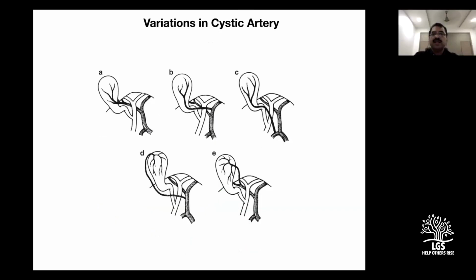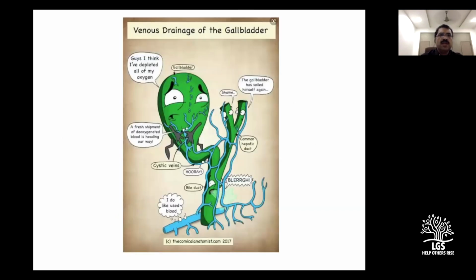So this is the variation in origin of the cystic artery. It usually arises from the right hepatic, but it can arise from other arteries, including the gastroduodenal artery or sometimes the left hepatic artery. The venous drainage of the gallbladder, I will come back to in detail when I discuss the bile duct. The venous drainage of the gallbladder is very important as far as the management of carcinoma gallbladder is concerned. But when you do cholecystectomy, usually we see only the cystic artery and cystic duct. We won't consider the cystic vein as an entity during cholecystectomy.